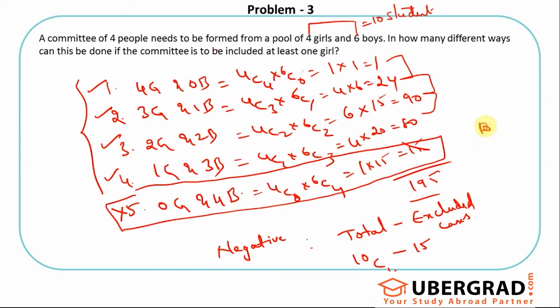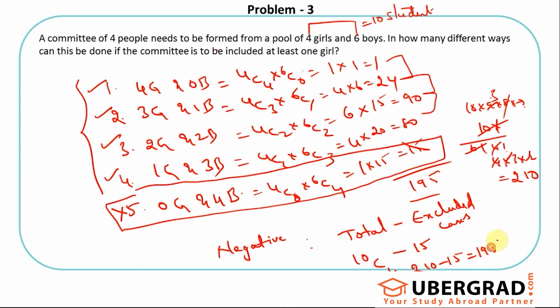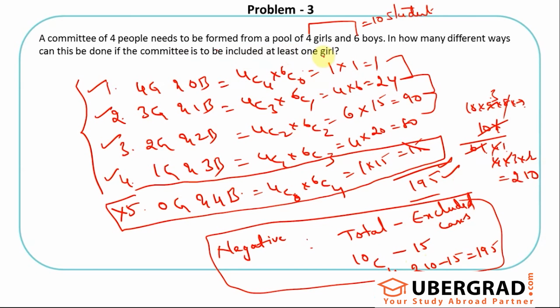So what is 10C4? 10 factorial by 6 factorial into 4 factorial. That's basically 10 into 9 into 8 into 7 over 4 factorial, which is 4 into 3 into 2. 4 2s are 8 and 3 3s are 9. 3 7s are 21 into 10 is 210. So 210 minus 15 is going to be 195, which is the answer that I got here. Right? This is much easier to do, right? When you see a case like this that includes at least one girl or more than 0, etc., that means there's only one case which has to be excluded. It's good to do it with the negative approach.